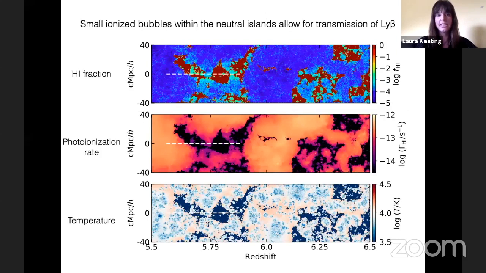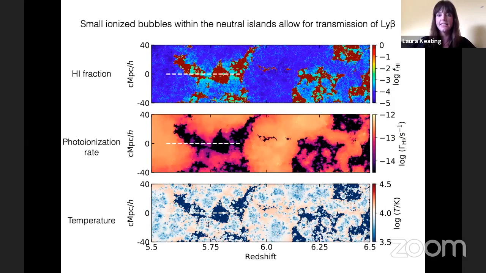So you can look and see what's going on. And so these are just along the sight line I showed before, the white dashed line. And I'm just showing three different quantities from the simulation: the neutral hydrogen fraction, the photoionization rate, and the temperature. And you can see this dark sight line is indeed coincident with some of these neutral islands, which are the red patches.